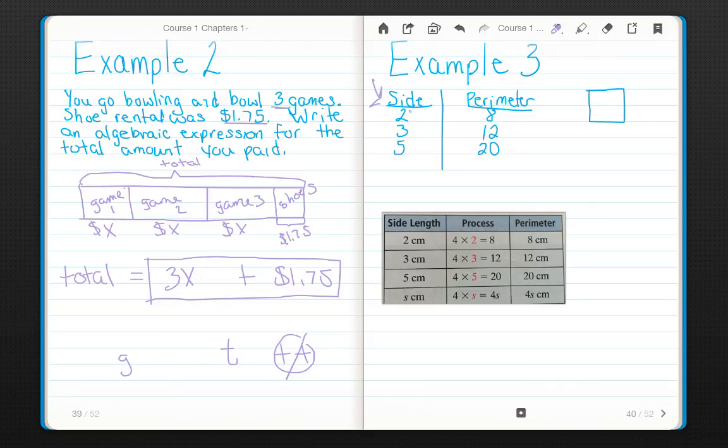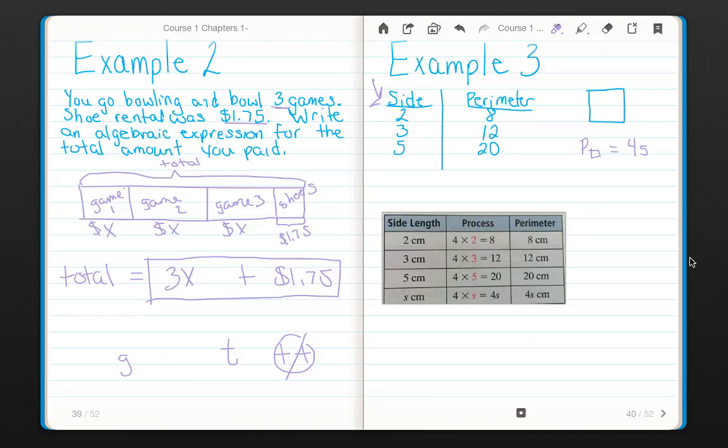If the side of my square was 2 centimeters, my perimeter is 8 centimeters because I'm going to add them all up. It's a square. If it is 3, 12 centimeters. 5, 20 centimeters. Okay, the perimeter of a square equals 4 times s, 4 times the side length.